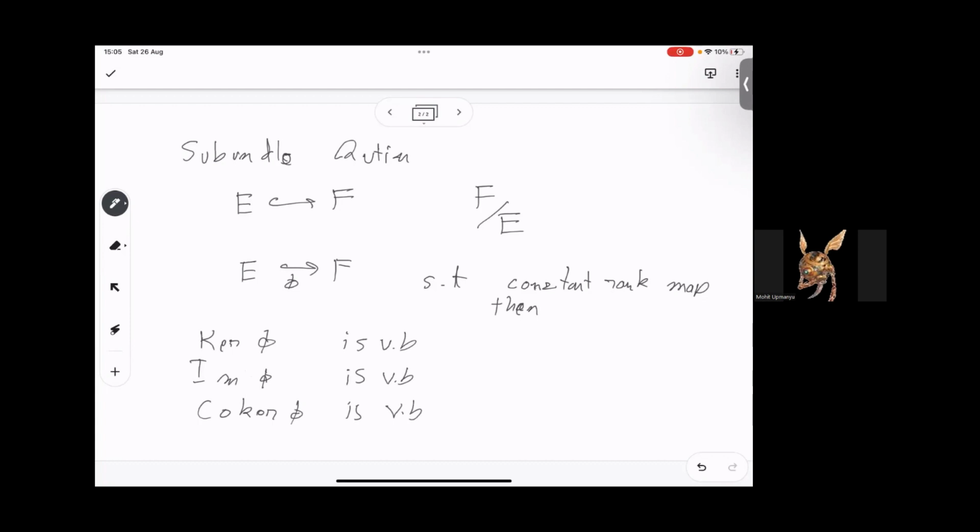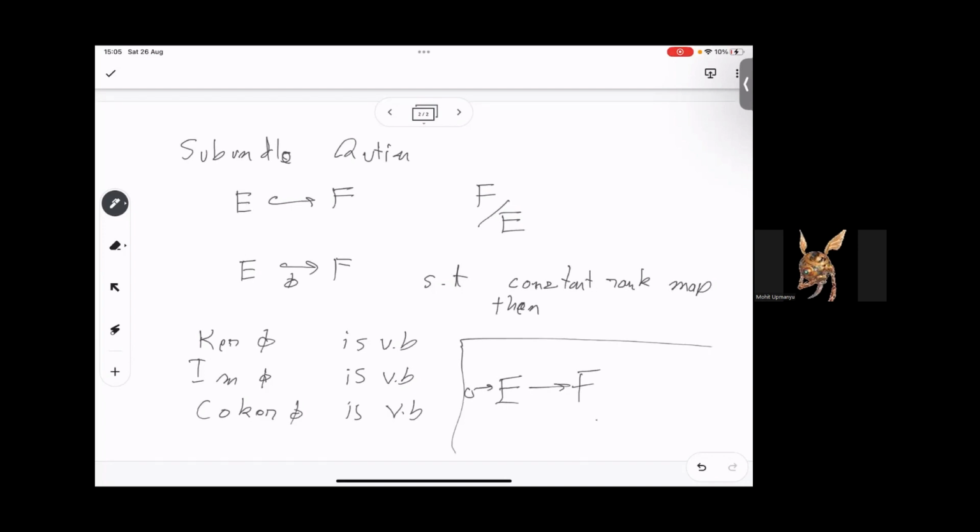And the final result that we ended with was the following: if we had a short exact sequence E to F to G of vector bundles, then such an exact sequence necessarily splits. So this is a typical topological property. We had to use things like partitions of unity and such.